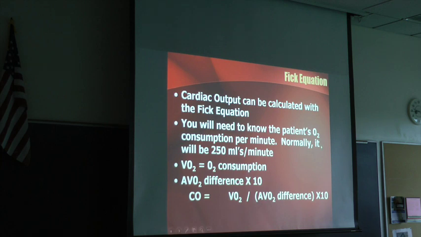Well, not everybody's oxygen consumption is 250 mLs per minute. If they have an infection, O2 consumption will be up. So this equation isn't super reliable. It's just more in theory than anything. Okay, so Fick's equation: your oxygen consumption divided by AVO2 difference, multiply by 10.